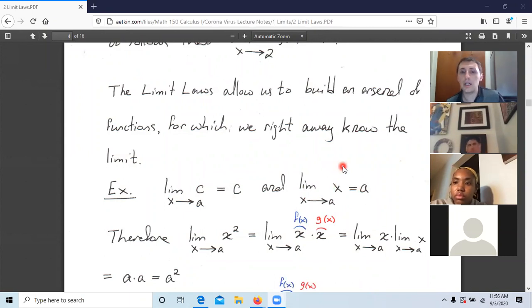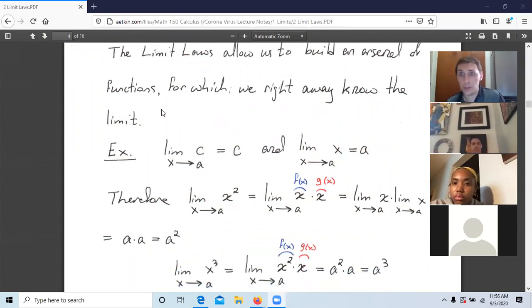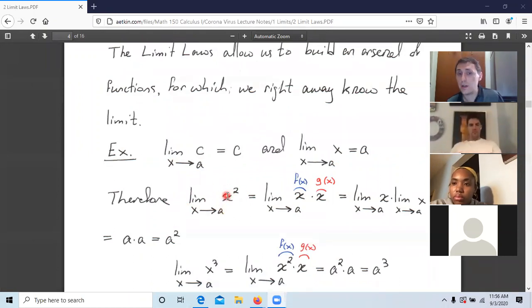So that quickly tells us, if we believe in the limit laws, which we can of course prove. We don't have to believe in anything, right? What is the limit as x goes to a of x squared? This is like a product of two functions that I know. I know the limit of x and I know the limit of the other x. So I can apply the product law of limits. Limit of the product is the product of the limits. Since I know tautologically this part approaches a and this part approaches a, I have a squared. So taking the limit as x goes to a of x squared gives me the same solution.